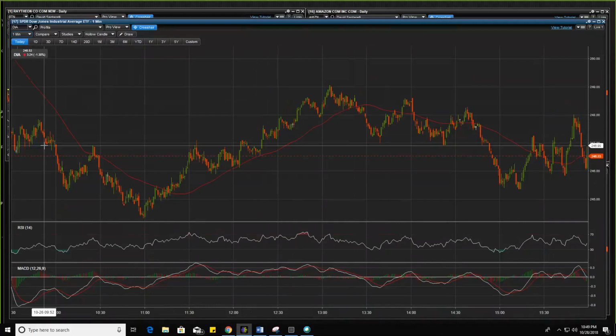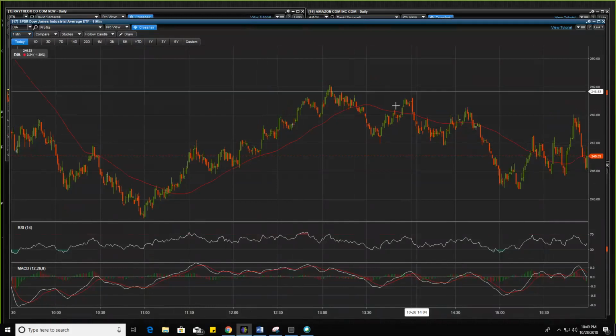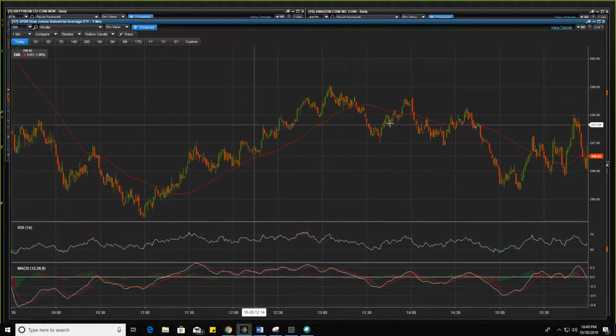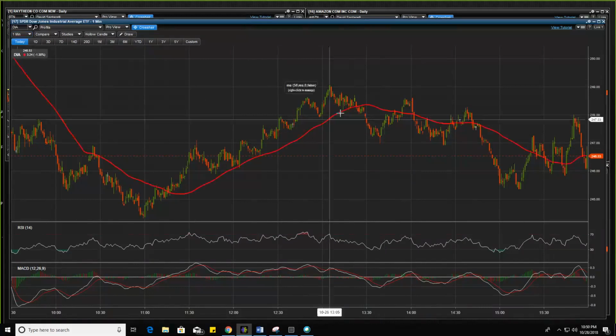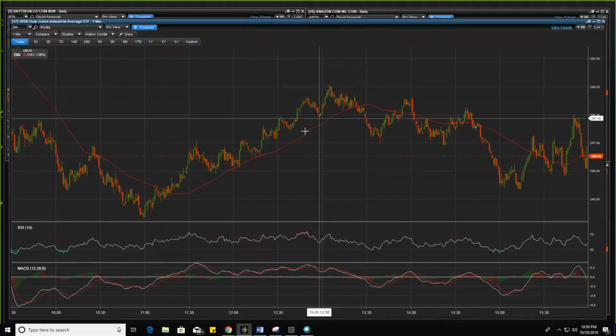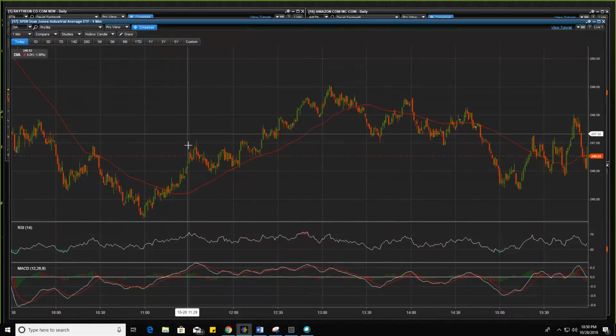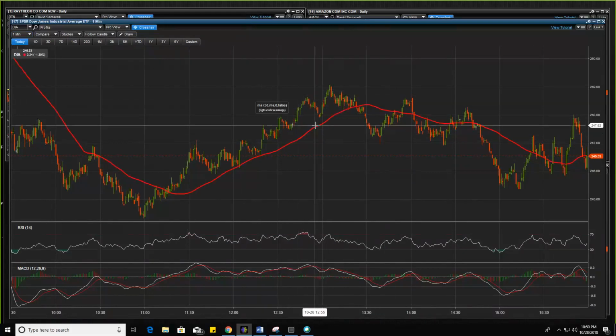There's your 50-day. Now what I want you to do is just understand the 50-day SMA. All this is, it's a lagging indicator that tells you the average price of the candles for the previous 50 days. A 10-day will do the past 10 days. A 5-day does the past 5 candles. So that's what the 50-day SMA is.